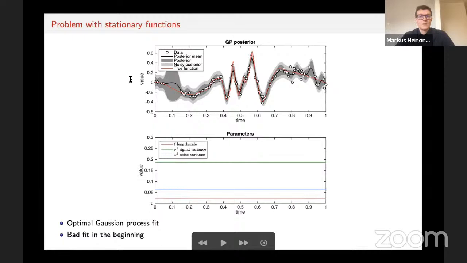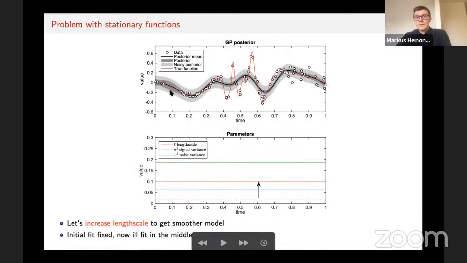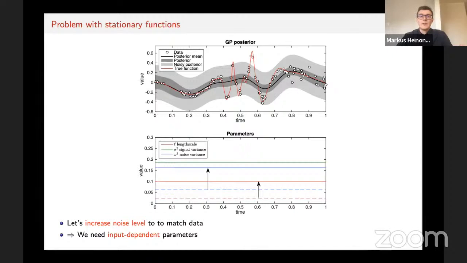Okay, we could try to fix this by, hey, let's increase the length scale. Now we get much better fits in the beginning and in the end, but the middle is not fitting anymore at all, because the length scale is now too high to be able to fit these fast changes. And because we increased the length scale, we now need to increase the noise level to be able to fit the data. It just seems that there's nothing we can do. We really need input dependent parameters. We need a length scale that can be small in the big middle and large in the ends.